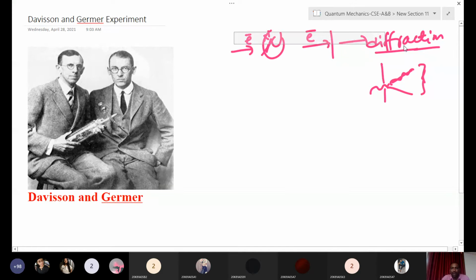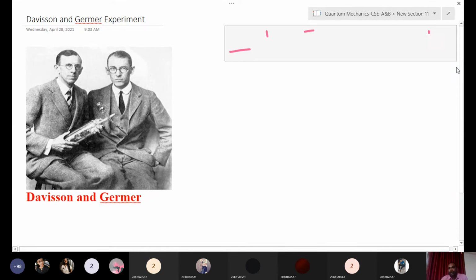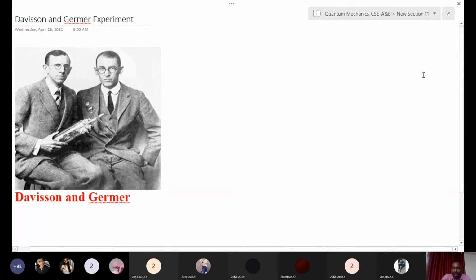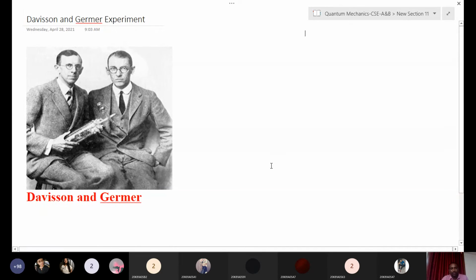Now we will see how they proved this using this experiment. It is a very simple experiment. I will draw the diagram, and from this diagram you can easily explain what is happening and how they proved it. Just listen carefully, it is easy but very important. The de Broglie and Davisson-Germer topics are very important and will definitely come in the exam.